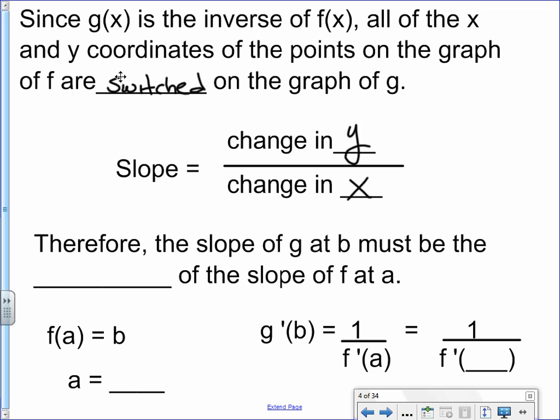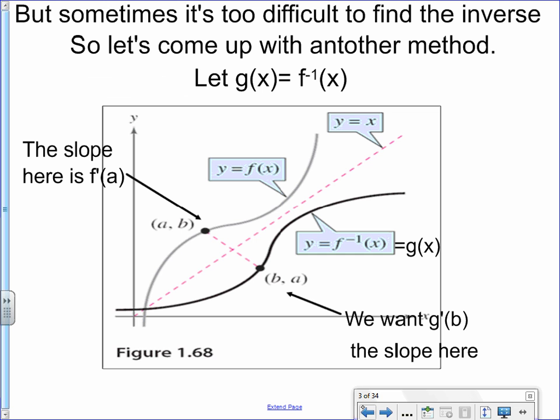Reciprocal, that's the word I'm looking for. Oh yeah, I knew you would get it. I want to go back to the picture so you can really appreciate it. That's reciprocal. So if I know that the slope over here at a is 2/3, let's say, so I know f prime of a is 2/3, what is the slope over here at b going to be?